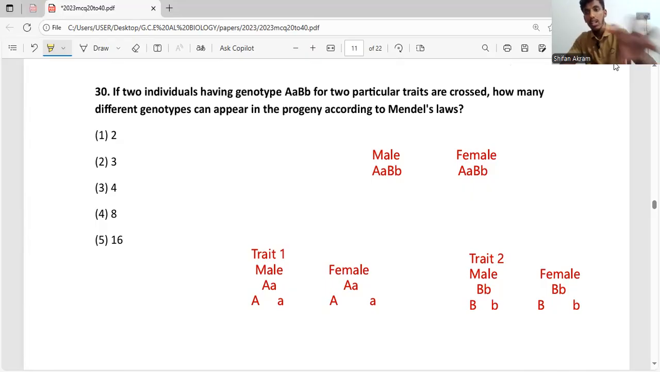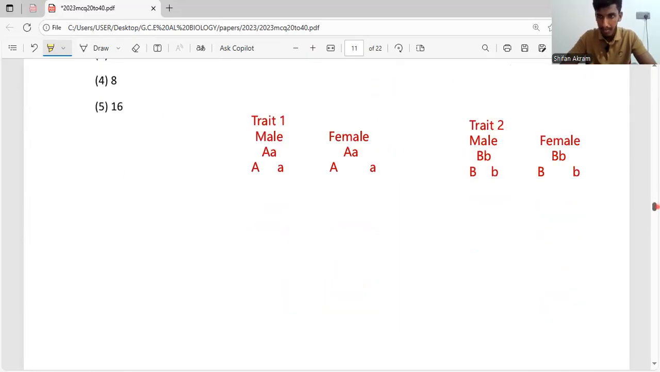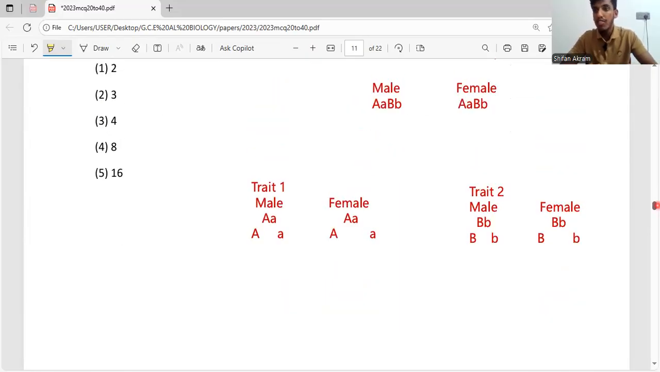Now, there are 2 traits here, right? We can do a dihybrid cross. We can do one cross separately for the trait A, and another cross separately for the one that is denoted by the letter B. Right? So the male and the female both have the same genotype. So let's do it for trait A, then separately do it for trait B, and let's see how many different genotypes you could get for each trait.